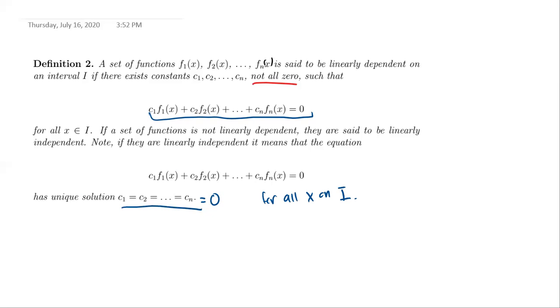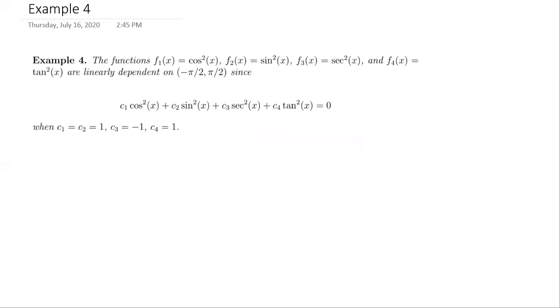Let's see examples of this. The functions f1 equals cosine squared, f2 equals sine squared, f3 equals secant squared, and f4 equals tangent squared are linearly dependent on the interval negative pi over 2 to pi over 2. Why? Well, if I'm saying that this is true, then there have to be constants, not all zero, at least one of them non-zero, for which this equation is true for all x on the interval negative pi over 2 to pi over 2. Right?